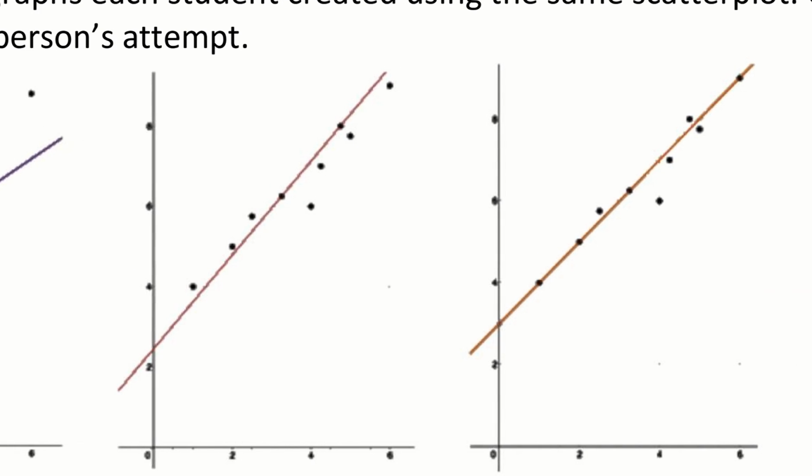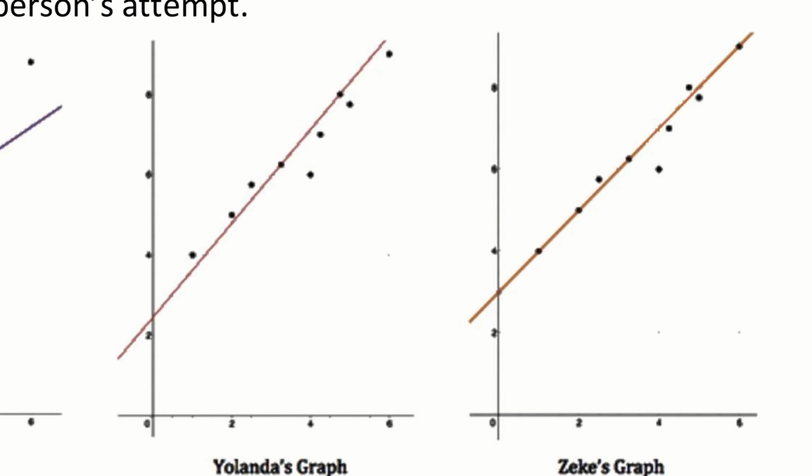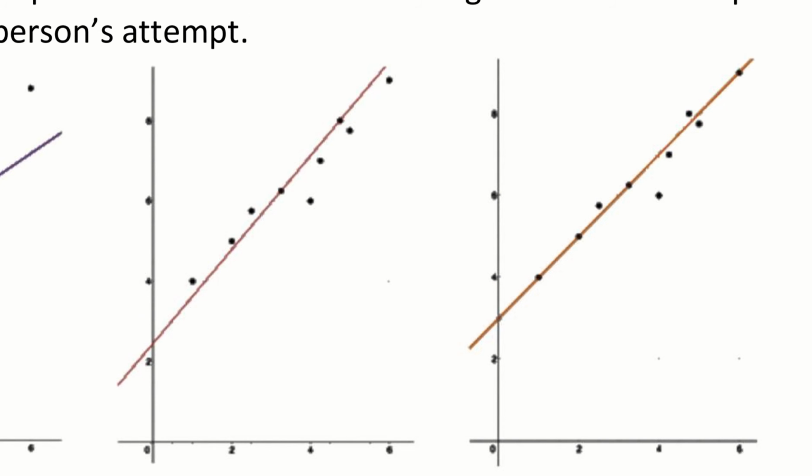The next one here is Yolanda's, and I think I find this one better. I'm trying to think of some of the things that you guys said in class. It feels like there's 1, 2, 3, 4 points below, 3 points above. So I don't think this is necessarily a bad line of fit, but yeah, I don't know. I think this does a good job of describing the data.